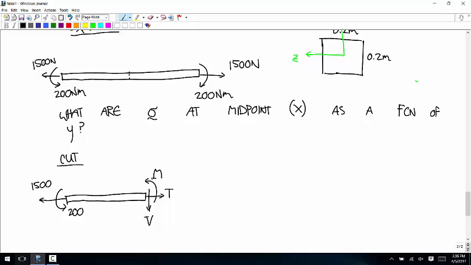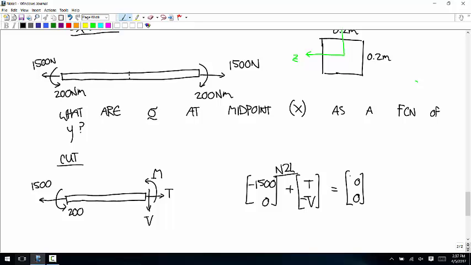Right. That's exactly right. So Newton's second law says negative 1500, zero, plus T minus V is equal to zero. So T is equal to 1500. In other words, this beam is in tension, and that makes sense if you look at the overall picture. V is zero. That's lucky because we don't know how to calculate the stress due to shear force.